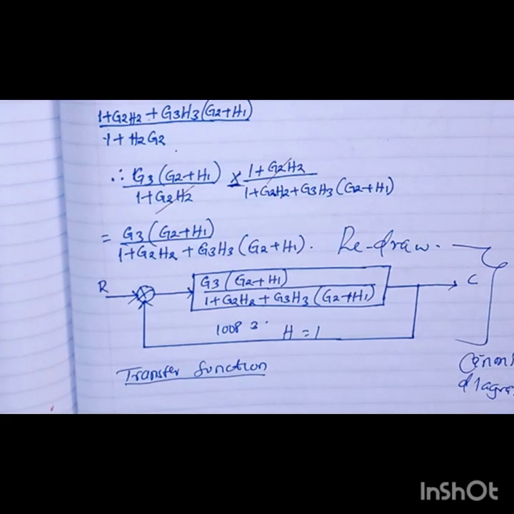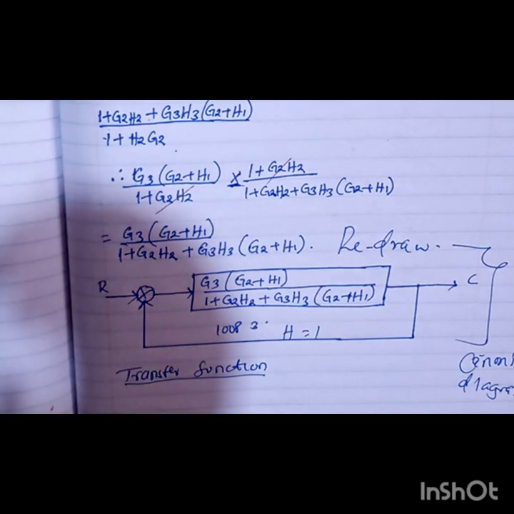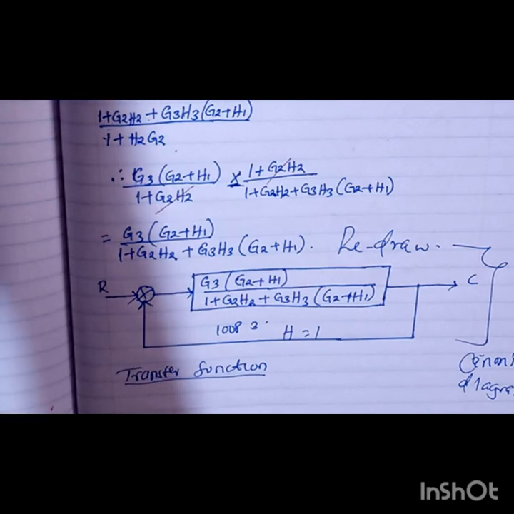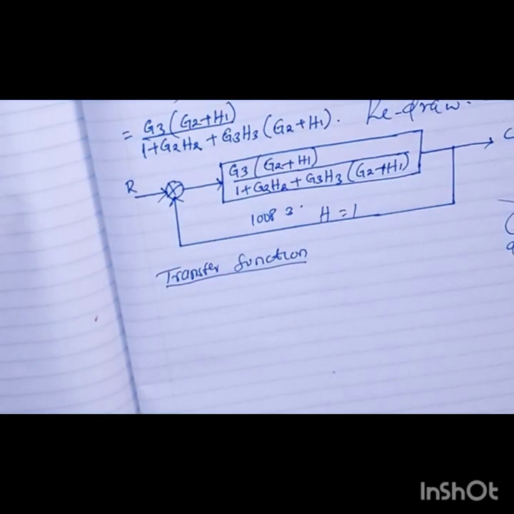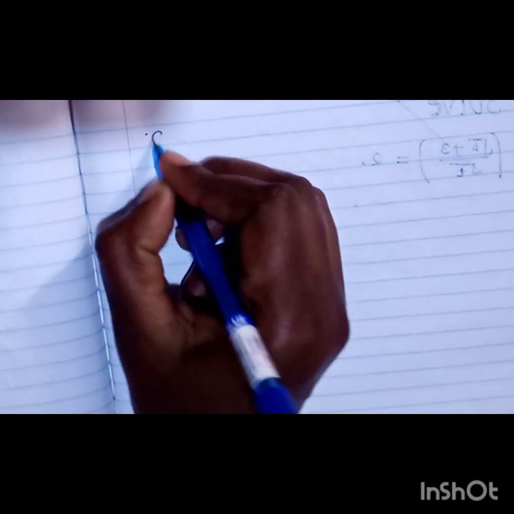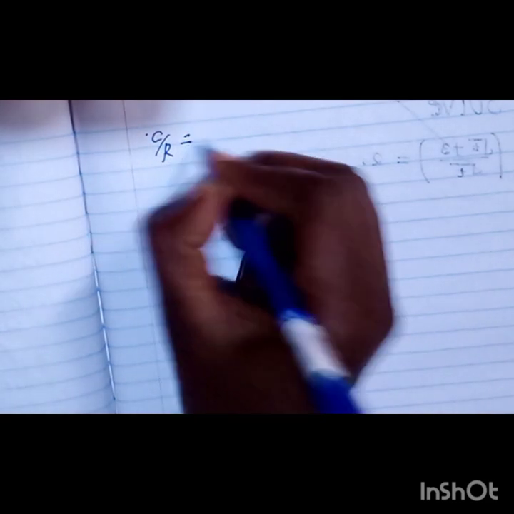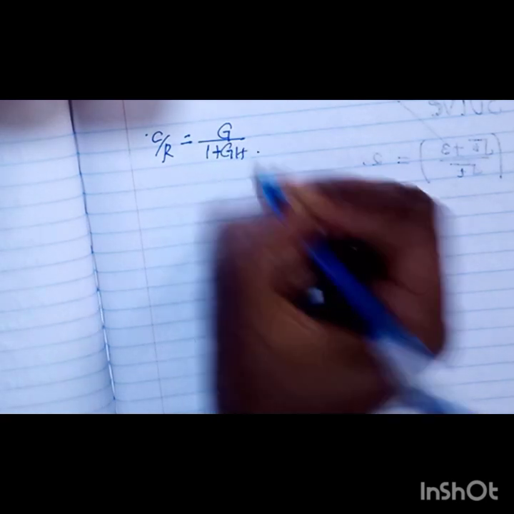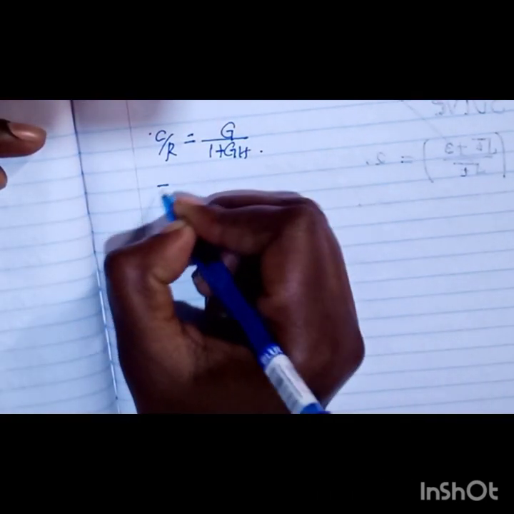It's my canonical diagram. So now after reducing that complicated block diagram to a canonical diagram, I can now obtain the transfer function of that diagram. So let us look at the transfer function. This transfer function, our C over R, is equal to G over 1 plus GH.